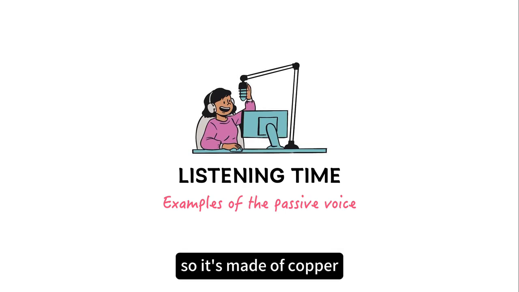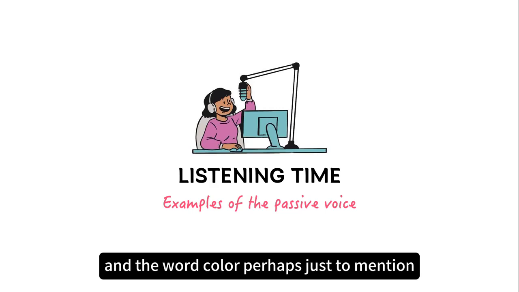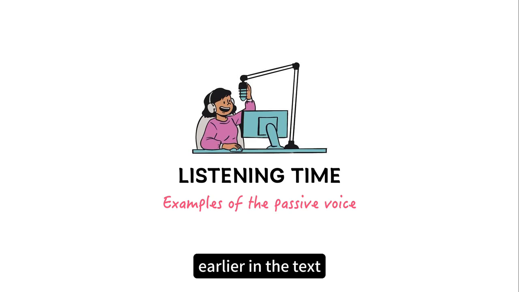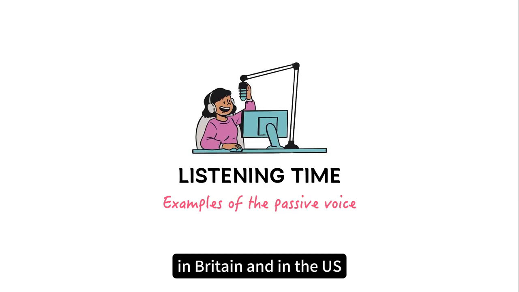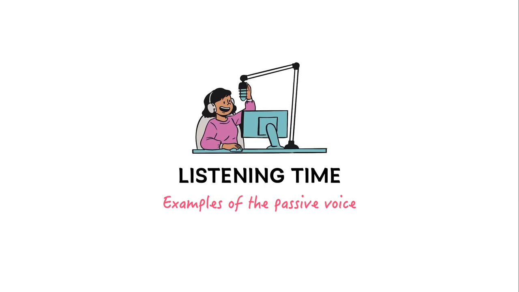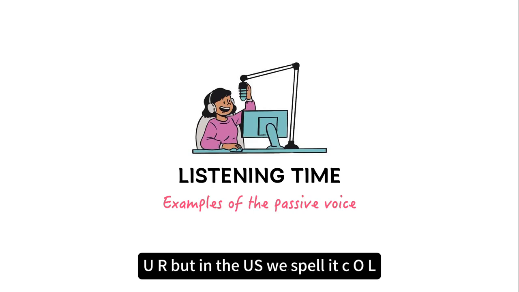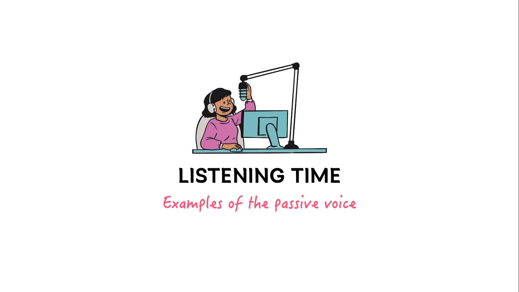Okay. And what is it made of? So it's made of copper. So copper is a type of metal. As it says in the text, it is a golden red colour metal. And the word colour, perhaps just to mention? Yes, so we've already seen the word harbour earlier in the text. So if you remember, we said there was a difference in spelling in Britain and in the US. So this is the same with the word colour. In the UK, we spell this word C-O-L-O-U-R, but in the US, we spell it C-O-L-O-R. So no final U there.